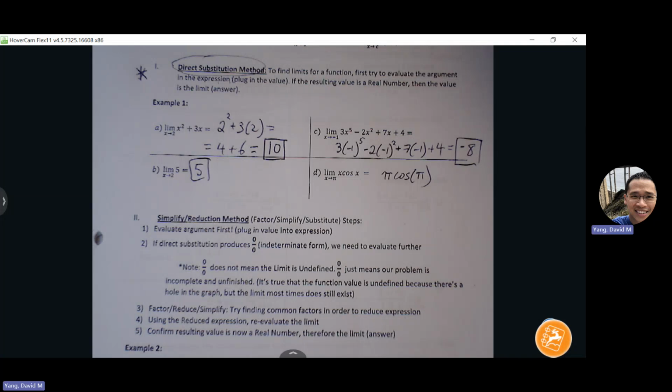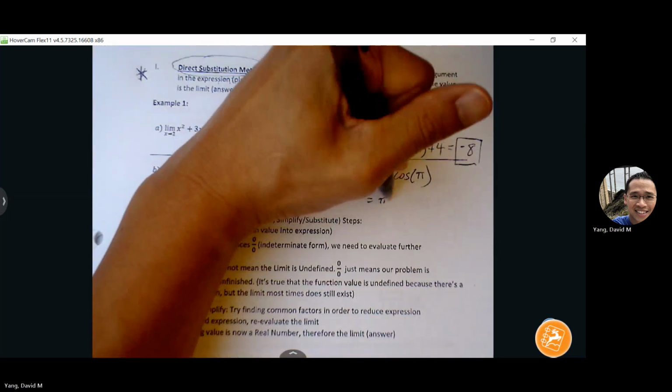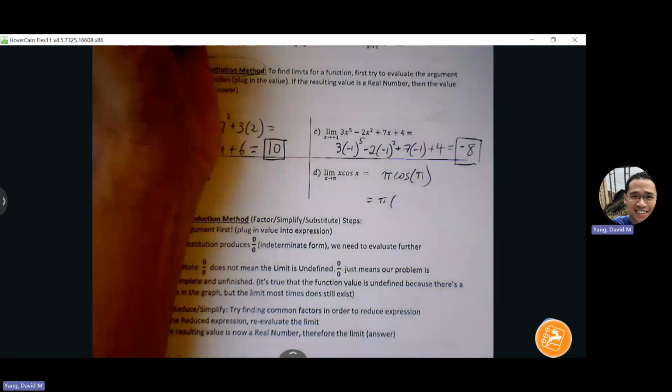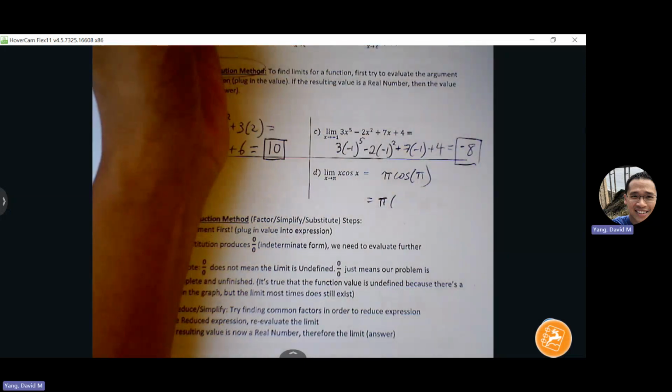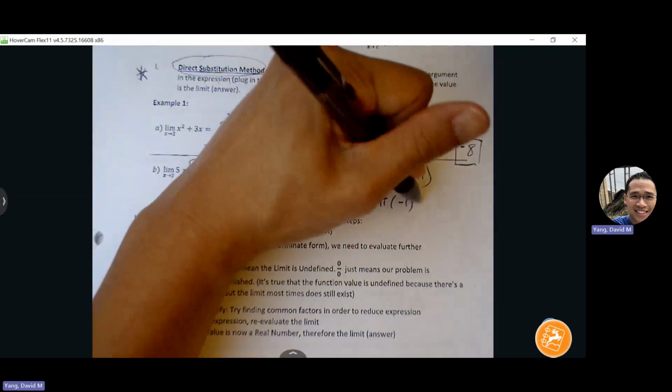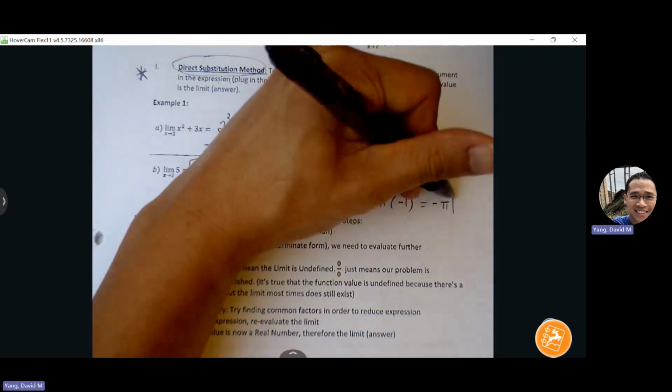Okay, so now we just think unit circle values, right? Pi times cosine of pi, that will give us a real number. Cosine of pi is what? Close. -1, yeah. So pi times -1 is negative pi. Negative pi is a real number.